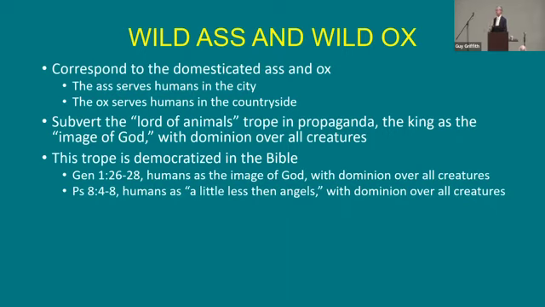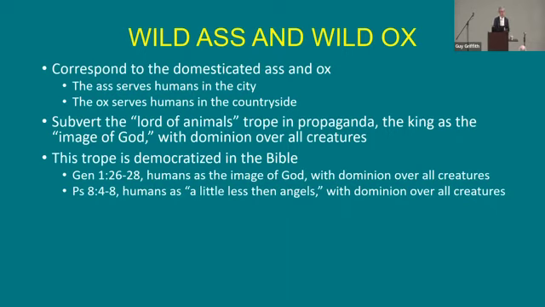The word for image means a statue. So a statue is a representation of presence. So when a king has conquered a city, the king will leave the statue in the city as a reminder that the king is present, even though the king is gone. So in the temple, there's a statue of God, which means God is there, even though God is not physically there. So the statue is the image of God. So the king is the image of God. In the Bible, the human being is the image of God. So human beings reflect God's presence, and so they have dominion over all creatures. In that sense, this is democratization of the political concept.